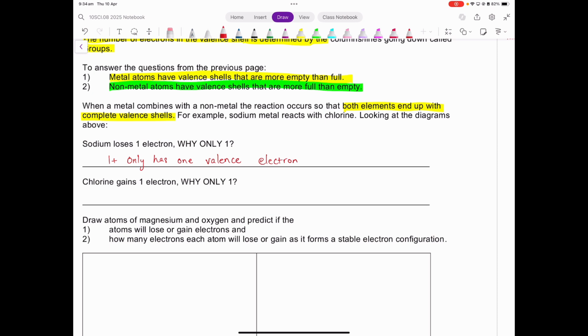Now I want you to find chlorine on your periodic table. If you have a look for chlorine on your periodic table, you'll see it's right on the opposite end of the periodic table now, number 17. How many valence electrons does it have? 7. So how many valence electrons does it need to gain in order to have a full shell? 1. So chlorine only gains 1 electron. Why only 1? It only needs to gain 1 to have a full valence shell. Okay?